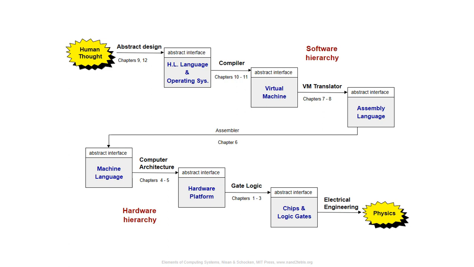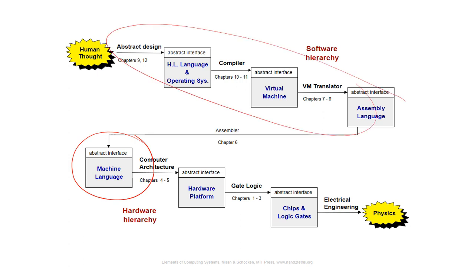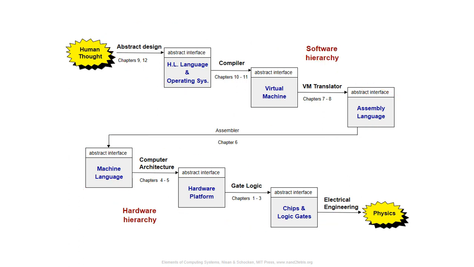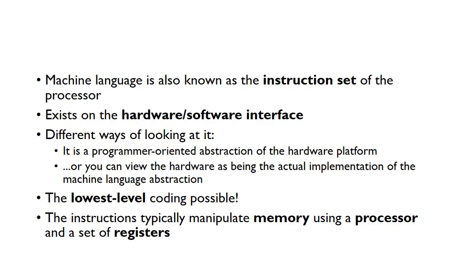So we're now going to look at machine language. We can see here, machine language is right on the interface between the software, the top part, and this hardware hierarchy down here. So machine language is right on this interface between hardware and software. Machine language is also known as the instruction set of the processor. And as we said, it exists right in this hardware-software interface.